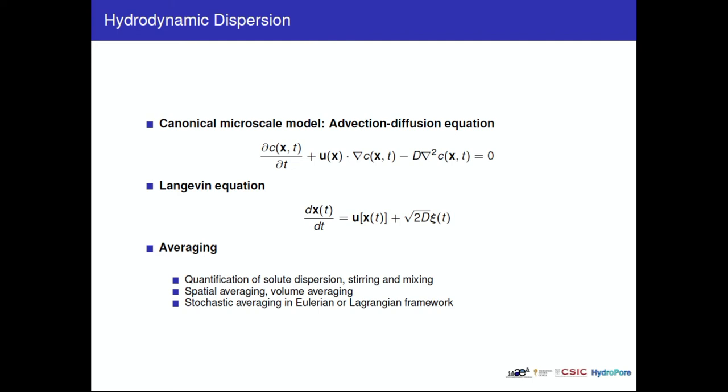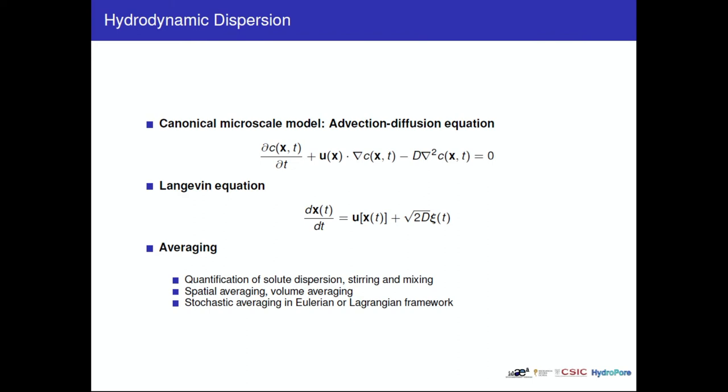So now let's look at a canonical model for microscale transport. So u of x would be the Darcy velocity, but resolved, which means typical REV scale, a few centimeters. This is our resolution scale. And so we have an advection diffusion equation, and I can equivalently describe transport in terms of what we call a Langevin equation or kinematic equation, which is the motion of a solute particle, and the ensemble of all solute particles makes the concentration distribution.